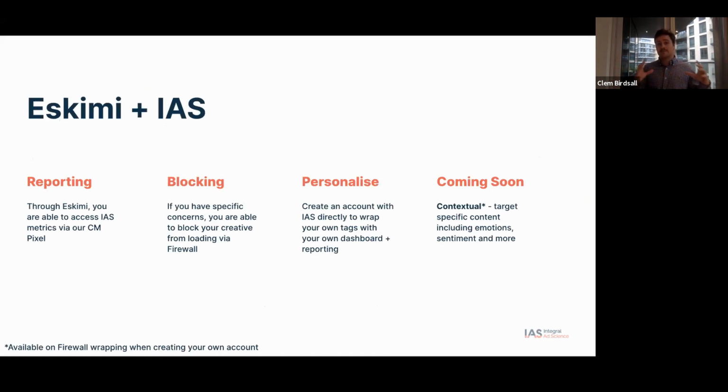So summarising the Skimmy and IAS partnership, what you can really do is, one, there's the reporting side of things. There are 2 products that we're using with Skimmy, but basically with these products, you can get access to IAS specific metrics: viewability, brand safety or brand risk, invalid traffic, time in view, and a couple of other metrics, which you can then get on your campaigns.